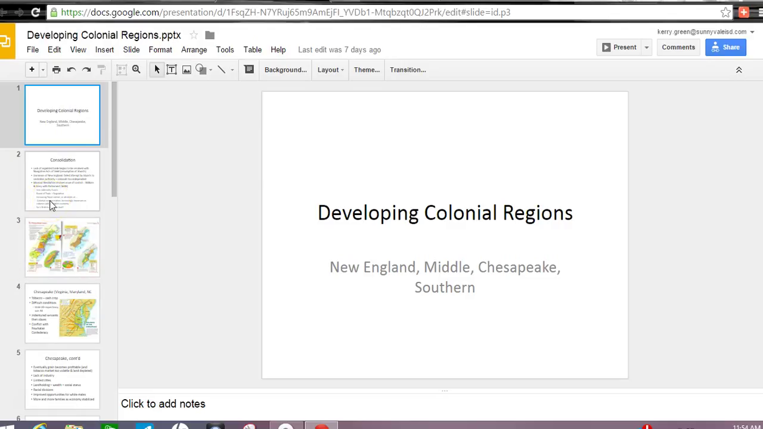All right, so let's get started. Developing colonial regions: New England, Middle, Chesapeake, and Southern. Some people divide them into three: New England, Middle, and Southern. Some people designate the Chesapeake region as being somewhat different, in part because this is the area that was first settled, and so they make some allowances for that area being a little bit older. So we'll just work our way through it, and you can decide for yourself if you think we need 3 or 4 regions.